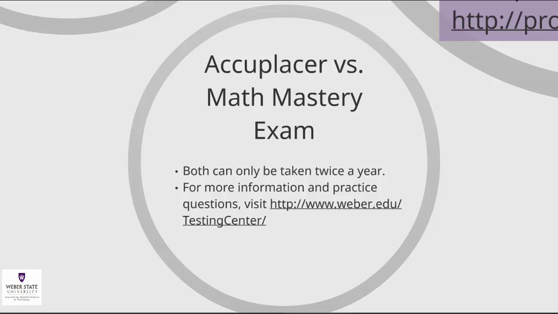Now, let's talk more about the AccuPlacer and Math Mastery exams. Information regarding either of these exams can be found at the Testing Center website. It is important to know that you can only take the AccuPlacer and the Math Mastery exam twice in a calendar year, but you can take it at any time in the math sequence. For instance, if you place into Math 990 and were close to the score needed to place into Math 1010, you may want to reconsider taking the AccuPlacer to see if you can place into Math 1010.